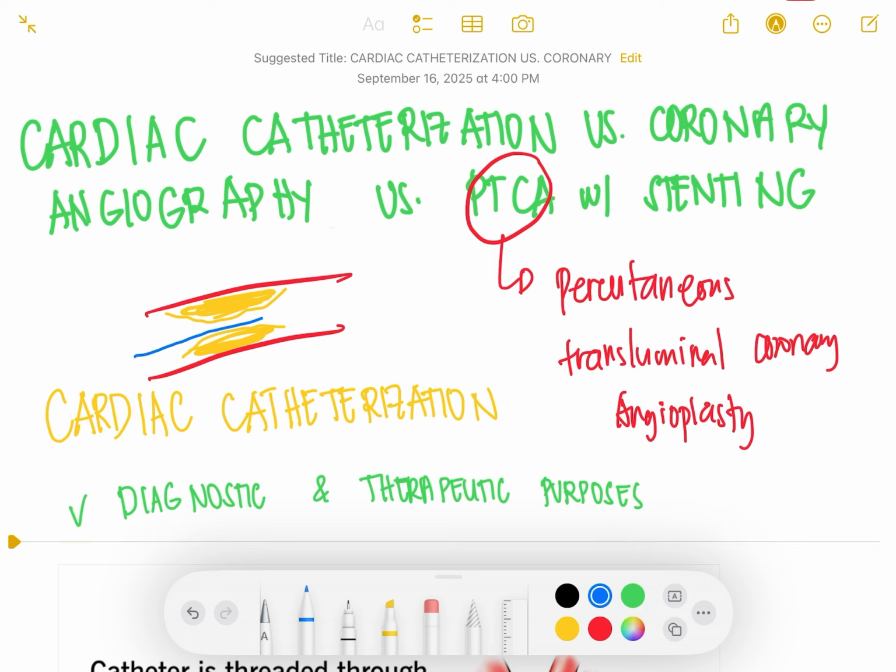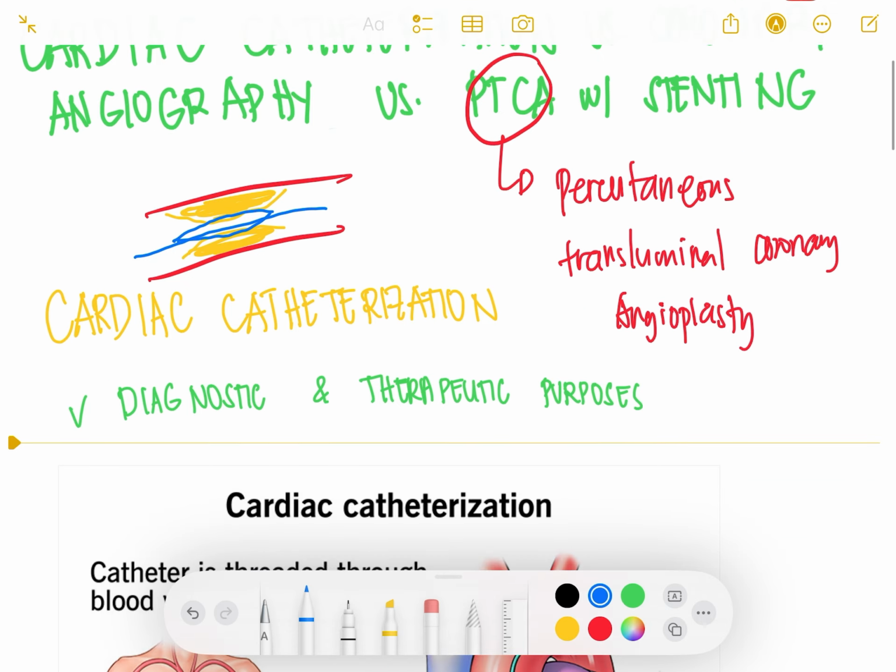Di ba meron na tayong catheter na in-insert? Okay? In that catheter, pwedeng gumamit ng balloon, or balloon in a catheter. So, merong balloon dyan sa catheter na yan. So, anong ginagawa ng balloon na yan? Okay, that balloon will be inflated. Okay? Ini-inflate yung balloon na yan. Or pinapalobo.